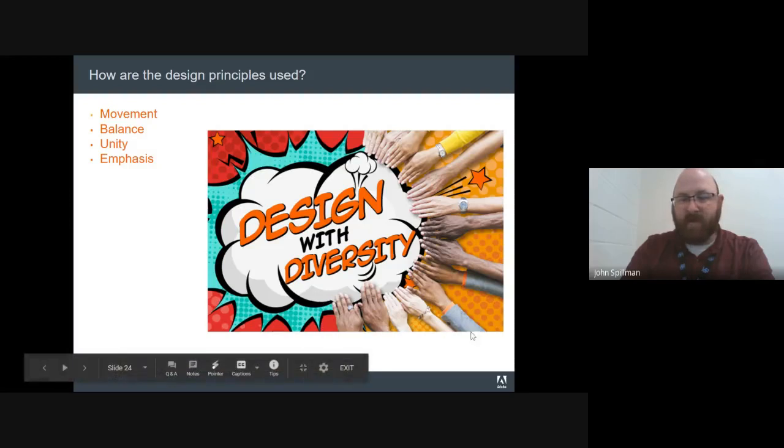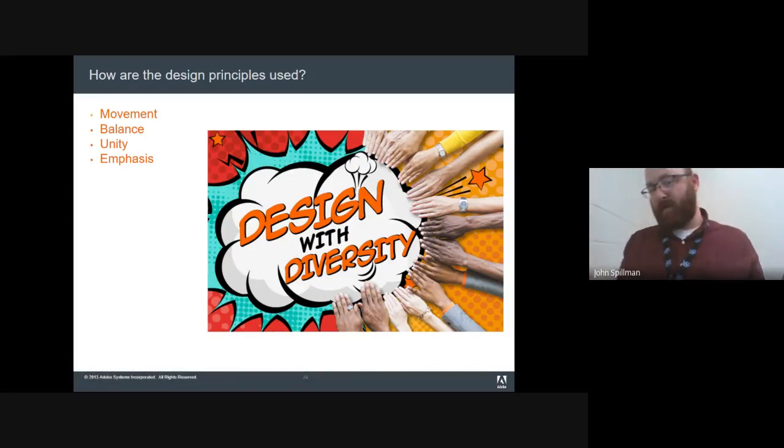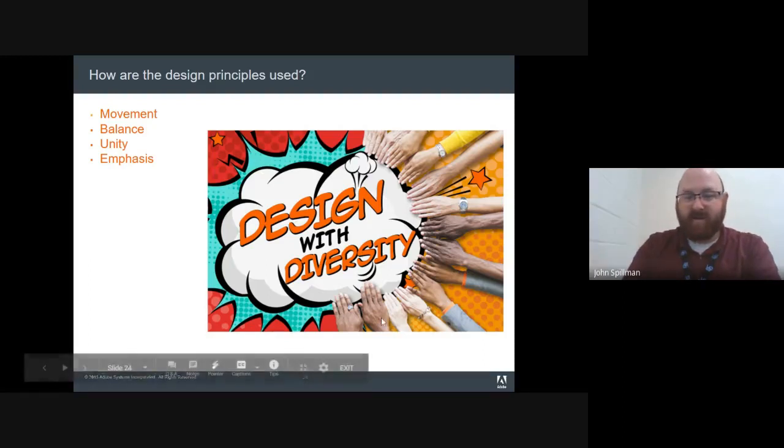Notice how we have the photorealistic hands and then the comic book style graphics beside them, right? So we're contrasting those two things for some purpose. Who knows what it is? We don't know what this organization is. We don't know what they do, but they are definitely contrasting photorealism with comic book stylings.